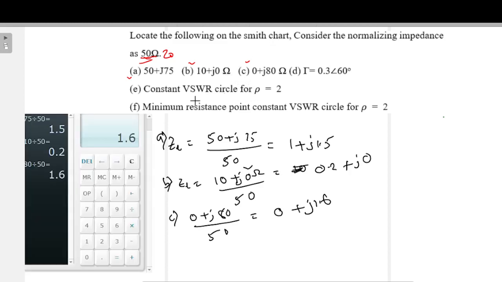What is the next one asking? It asks to find the reflection coefficient 0.3 with an angle of 60 degrees.